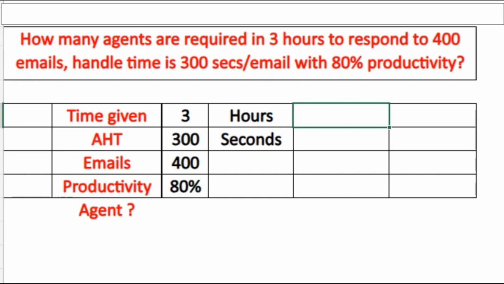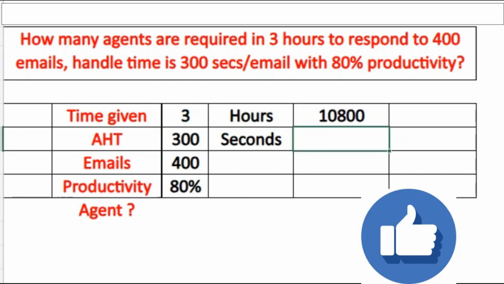We can find this calculation by two methods, and I will be explaining both. So now let's start. First of all, we have to convert 3 hours into seconds. The simple formula is that we multiply by 3600 because we have 3600 seconds in 1 hour. So we have 3 hours, and the total would be 10800 seconds in 3 hours.